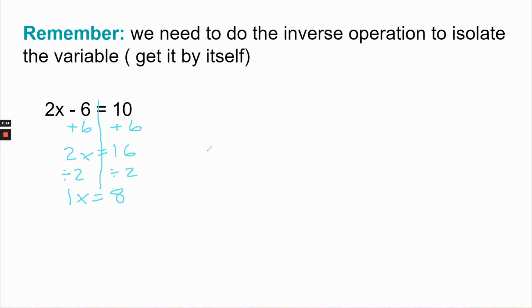When you finish, we want to make sure we check our work by plugging in 8 for x. I show that by putting the 8 in parentheses where the x was. 2 times 8 is 16. 16 minus 6 is 10. So 10 actually equals 10. So I checked my work and I did get it correct.